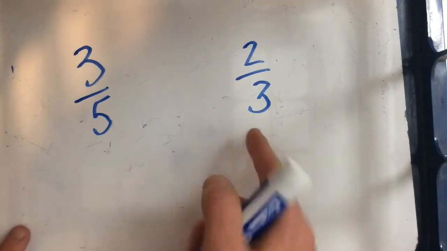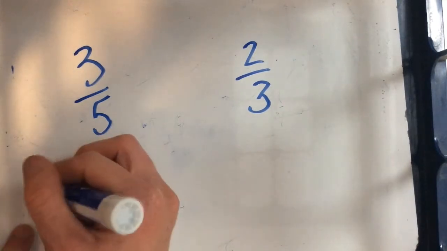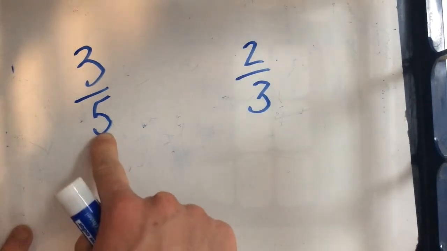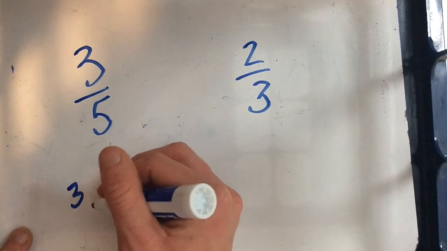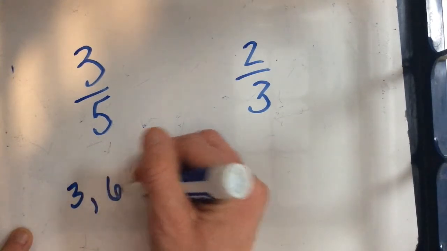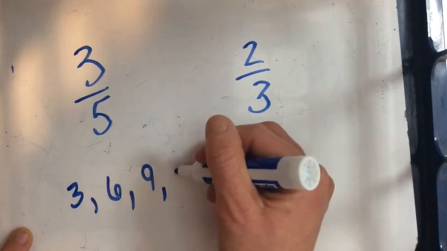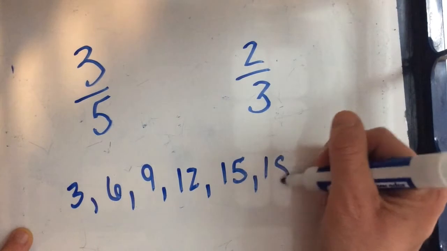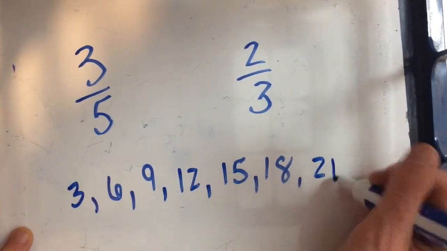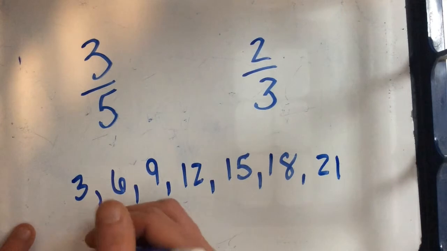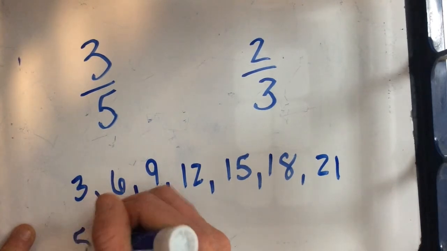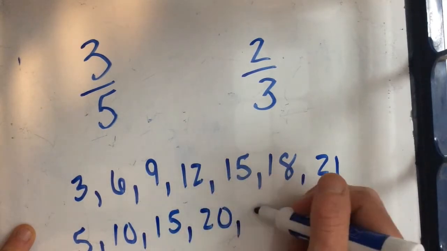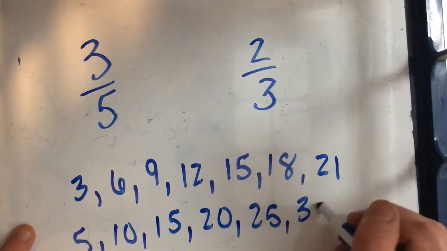So multiples, let's start with multiples of 3. I'm just going to list some, and then we'll compare those to multiples of 5, okay? So multiples of 3 would be 3, 6, 9, 12, 15, 18, and we'll go ahead and stop here at 21, okay? Multiples of 5 would be 5, 10, 15, 20, 25, and we'll stop at 30, okay?